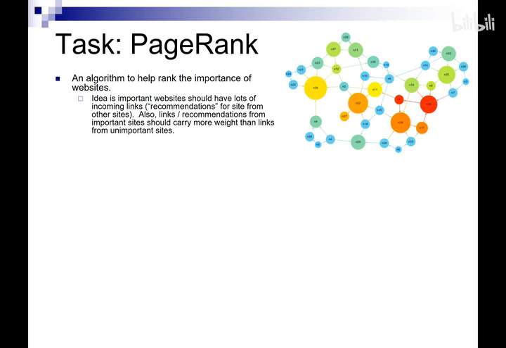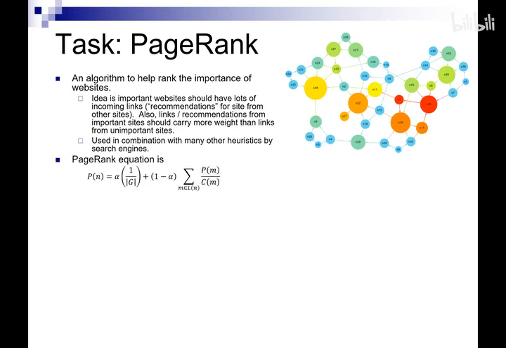PageRank was made famous by Google, and Google actually used a version of PageRank in their early search engine. Of course, in addition to PageRank, they also used many other heuristics to rank the quality of websites, but PageRank was one of them. So PageRank basically assigns a number to each website, and the higher the number, the better your website. The way that we're going to compute the PageRank number of a website is that, suppose we have a website n.